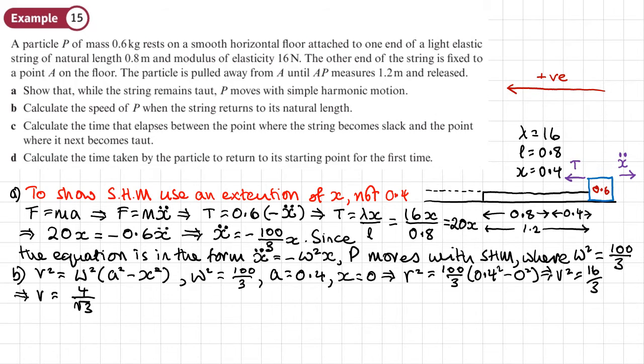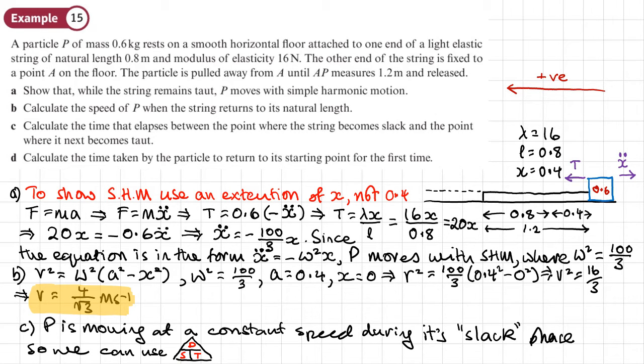So with those values substituted in, we get v squared is equal to 100 over 3 times 0.4 squared, amplitude squared, minus extension squared, 0 squared. That gives us v squared is 16 over 3. So that means that the velocity, and that's going to be in meters per second, is equal to 4 over root 3. Now, I've not used g, so it's fine for me to leave that answer in exact form. You could, if you want, change it to 3 significant figures, but that's fine to leave it in the exact form in this question.